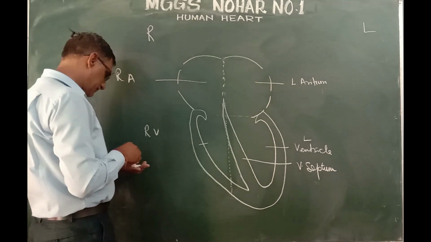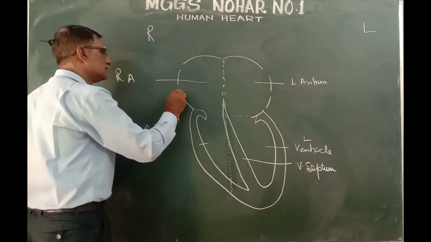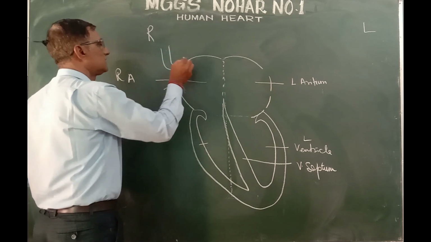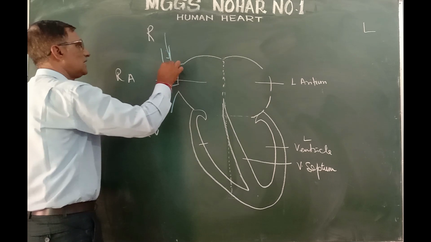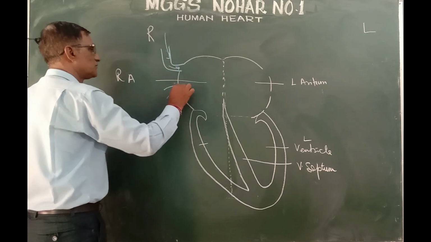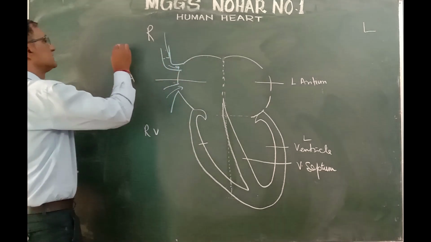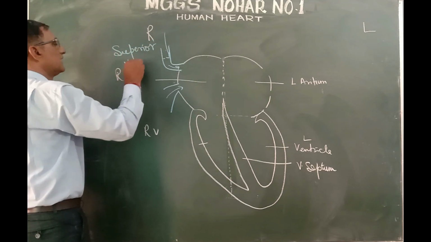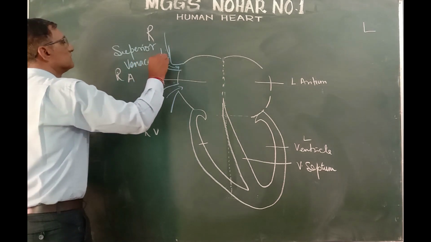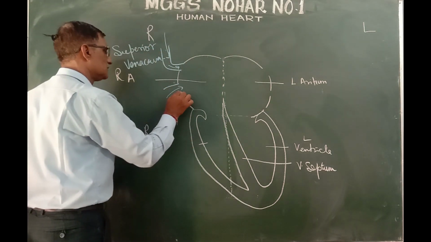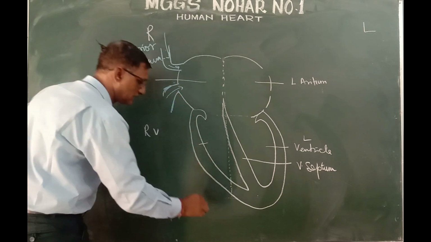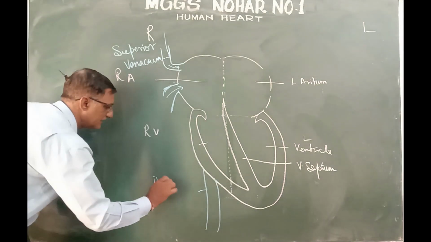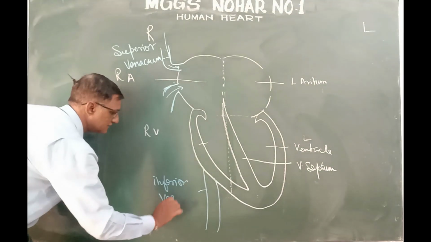And this right part receives blood from the whole body. From the upper part, it brings blood to the heart. That's why it is called a vein, and this vein is called superior. It is superior, from the upper side: the superior vena cava. Vena cava, a big vein. Okay, and this also brings blood from the lower side of the body, and hence it is called the inferior vena cava.